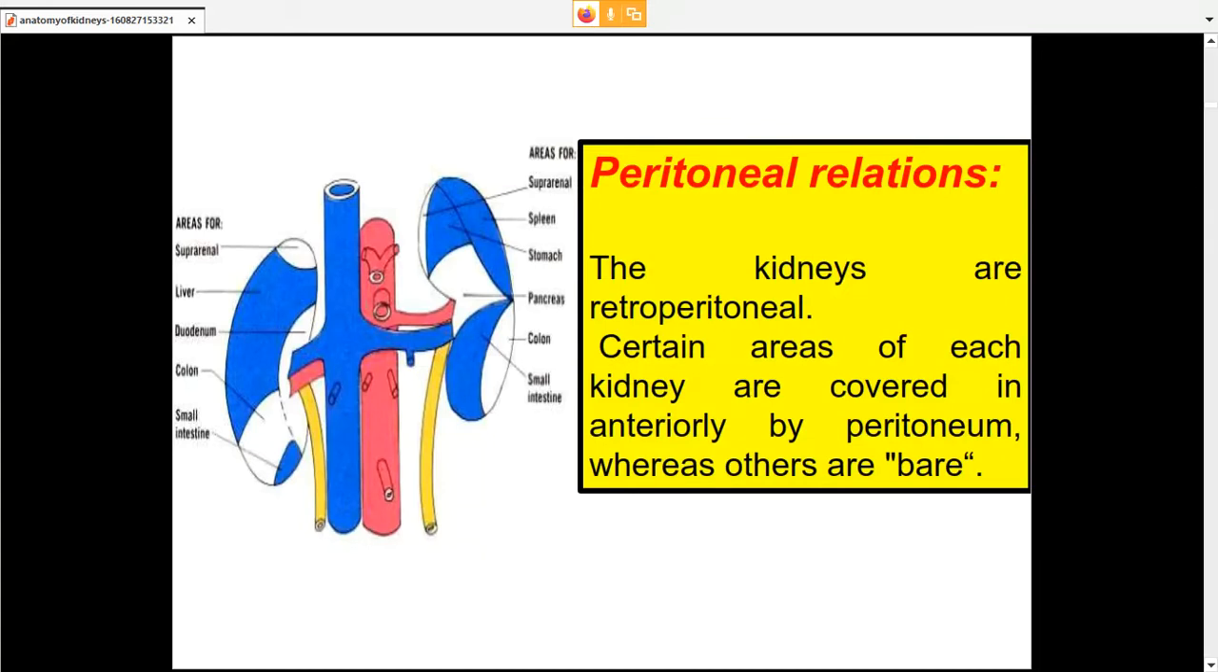So the kidneys are retroperitoneal, means behind the peritoneum, these kidneys are present. Certain areas of each kidney are covered anteriorly by the peritoneum, whereas others are bare areas, means they are not covered by the peritoneum.